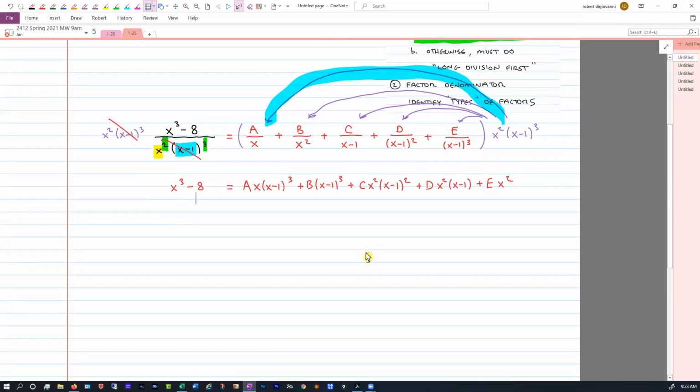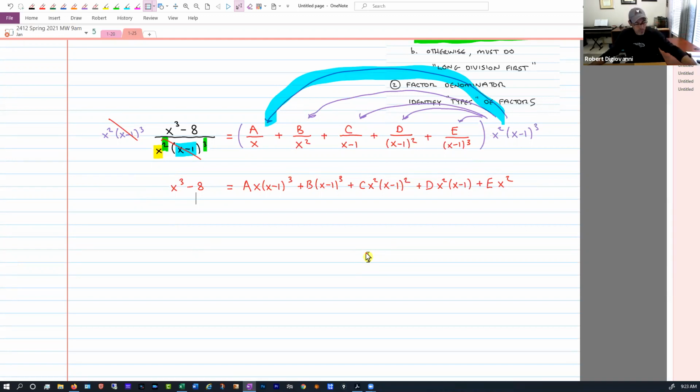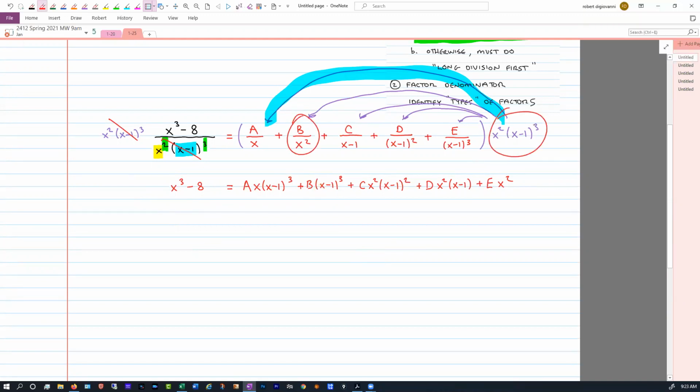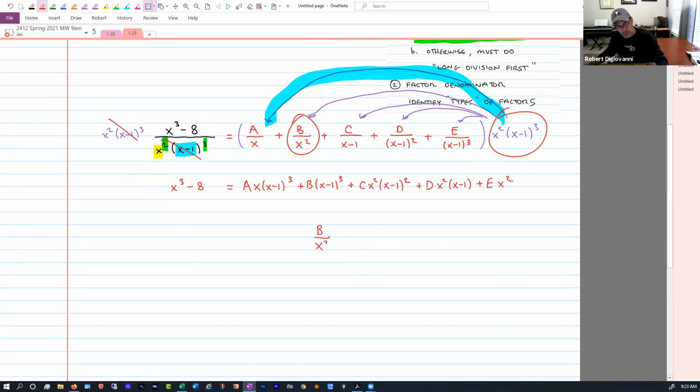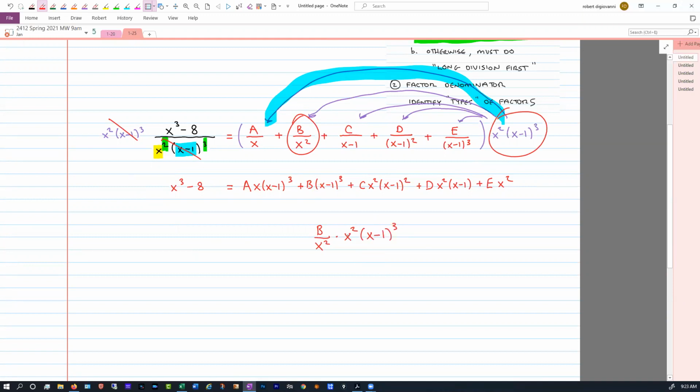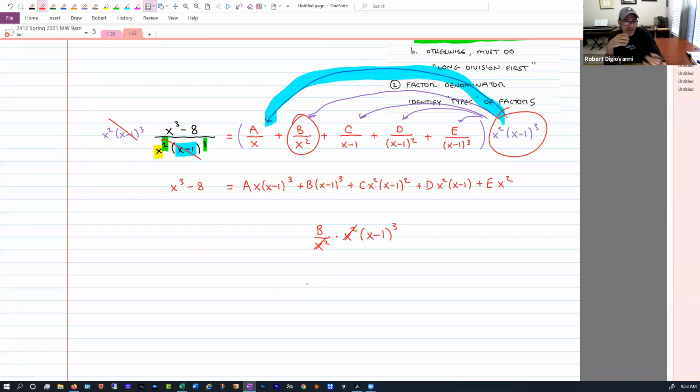I actually have a question really fast. For B, how come we don't put the x after B like we did on A? Okay, so let me just do it. We're doing this times this, right? So if I do B over x squared, and I multiply that times x squared times x minus 1 cubed. Oh, okay, yeah. I see. Thank you. Yep, good. Please ask those questions, because if you don't see that, then of course it's going to be confusing, right?